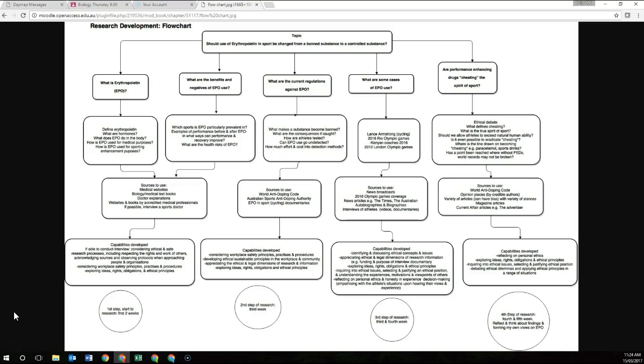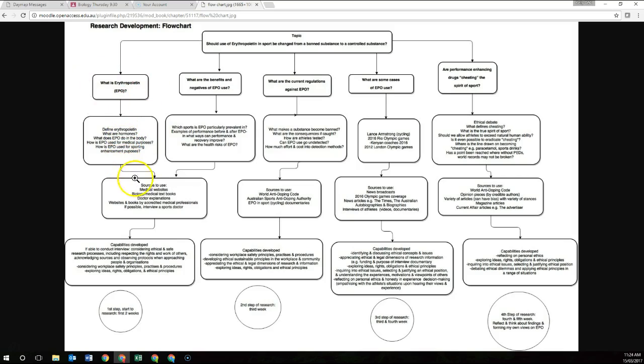So this is another example of a mind map. Now this person had 5 sub-questions. So again, depending on how many sub-questions you have, your mind map will look different. So they've started with firstly, what is erythropoietin, which is EPO, and they've then added some questions here about what they think they need to include to probably answer that sub-question.